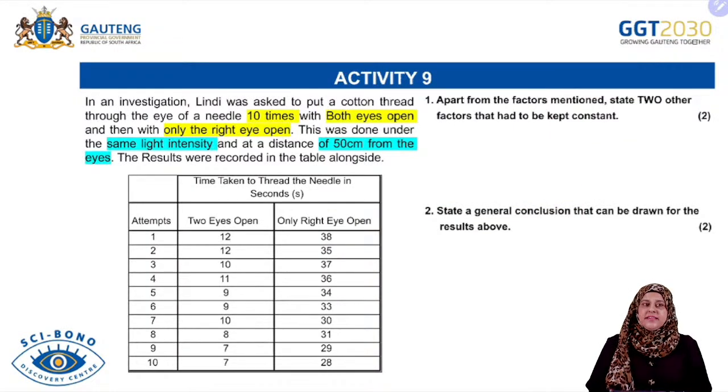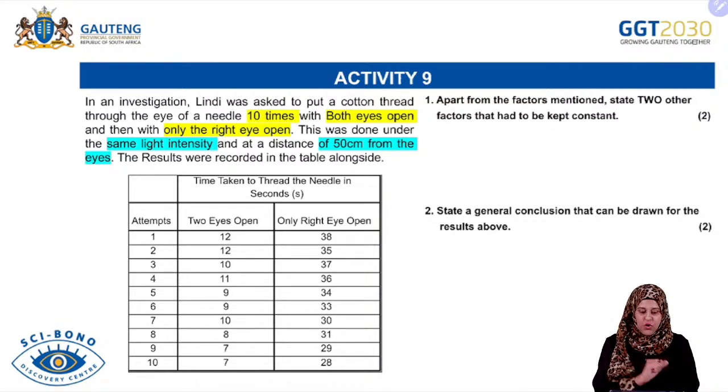Okay, let's look at the next activity. In an investigation, Lindy was asked to put a cotton thread through the eye of a needle 10 times with both eyes open, and then only with the right eye. This was done under the same light intensity and at a distance of 50 centimeters from the eye. Now remember, this is an investigation. And if it is an investigation, we need to keep certain variables constant and only change the ones we are investigating. So what are we investigating here?